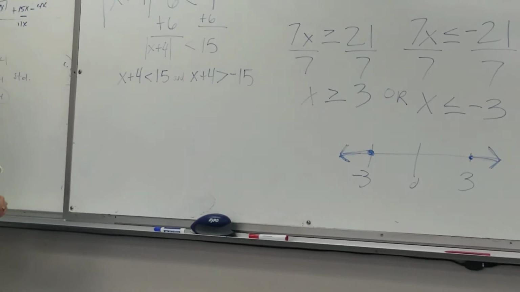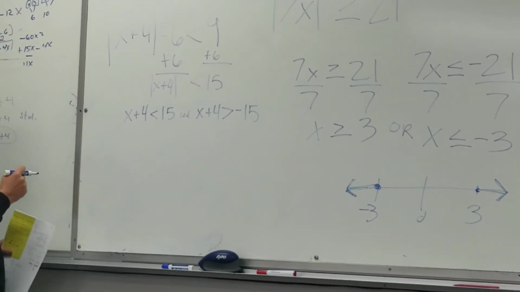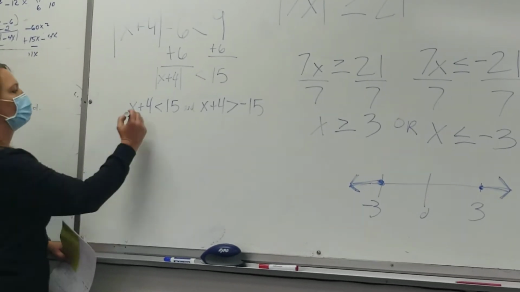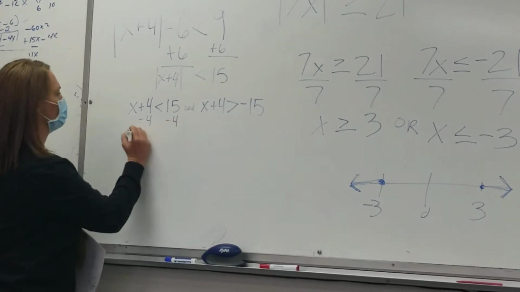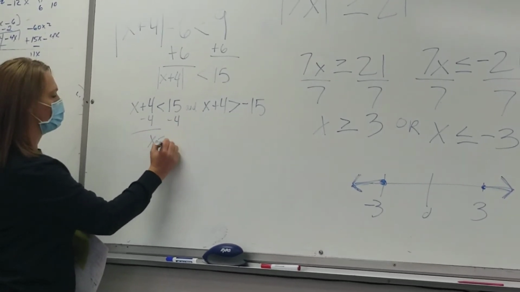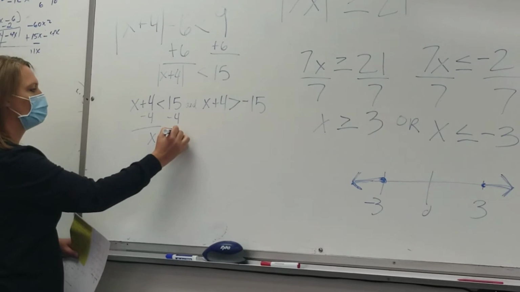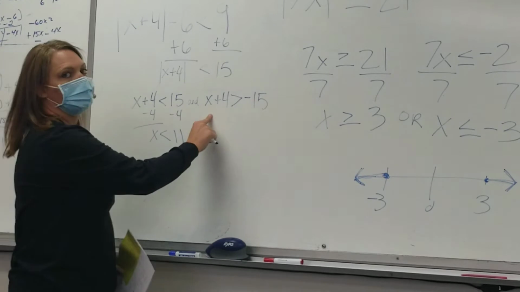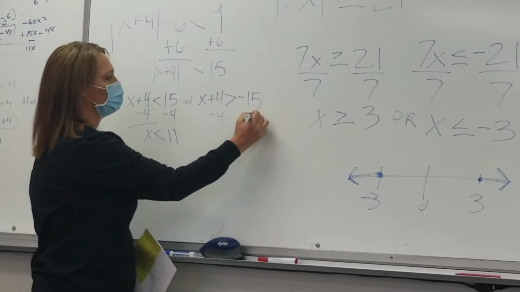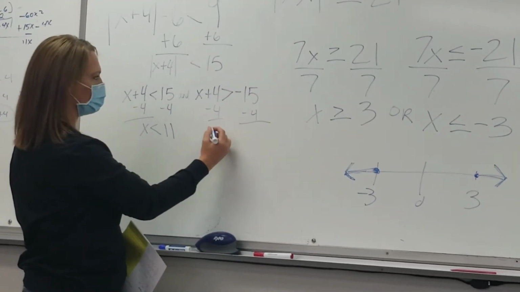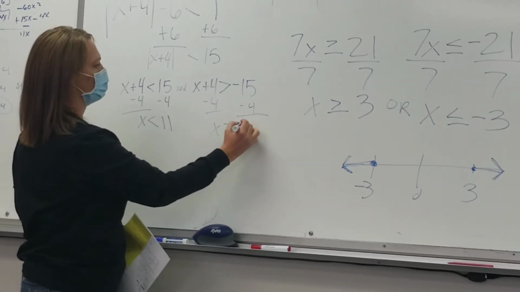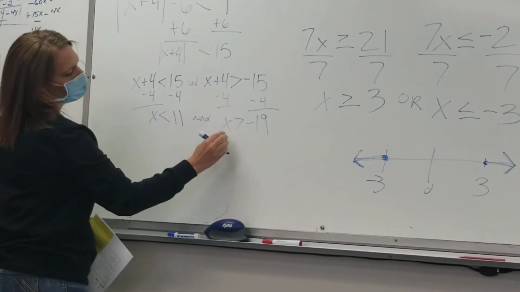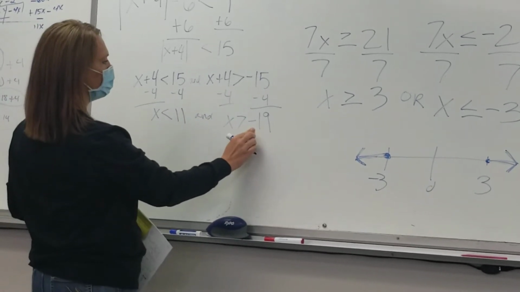What am I going to do next, Tristan, on this side? Minus 4. What's 15 minus 4? 11. So I have x is less than 11 on this side. What am I going to do on this side? Minus 4. What's negative 15 minus 4? Negative 19. Okay, so I have x is less than 11 and x is greater than negative 19.